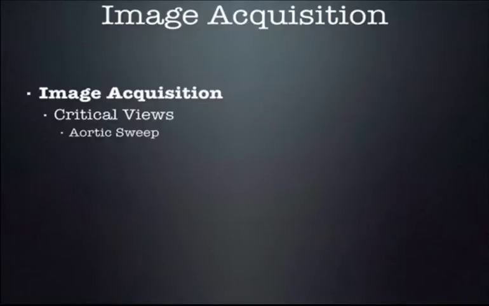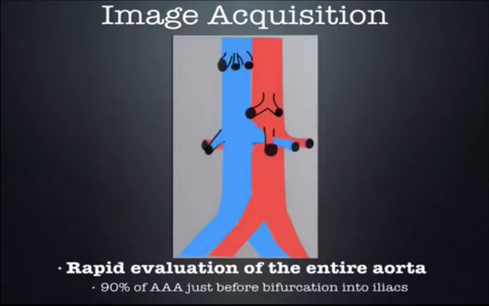Now, once you identify the aorta, the first thing you're going to do is the aortic sweep. And what I mean by that is a full sweep from the proximal aorta down through the bifurcation, just looking for any abnormal dilation. The reason for this is that the proximal aorta is deeper. Therefore, the proximal aorta is usually the most difficult segment of the aorta to identify.